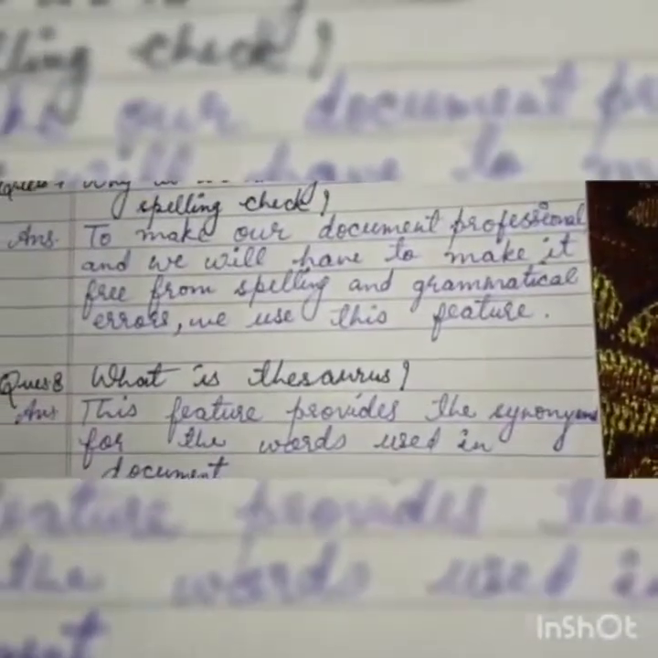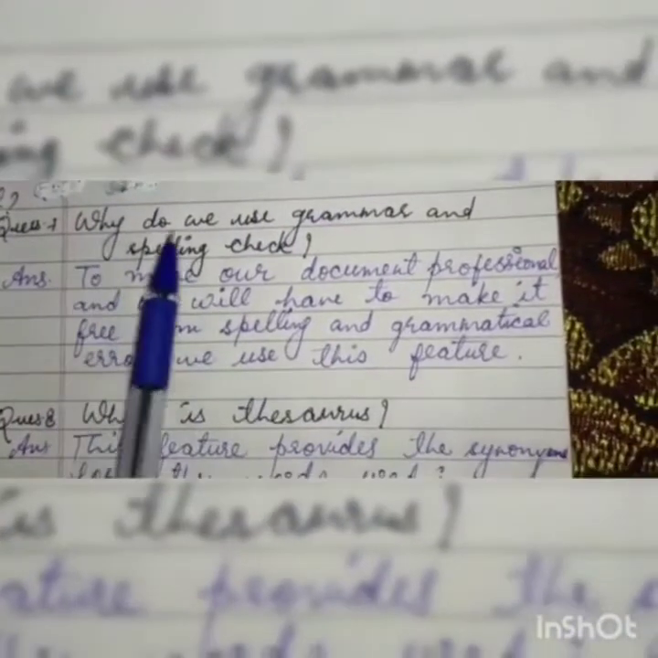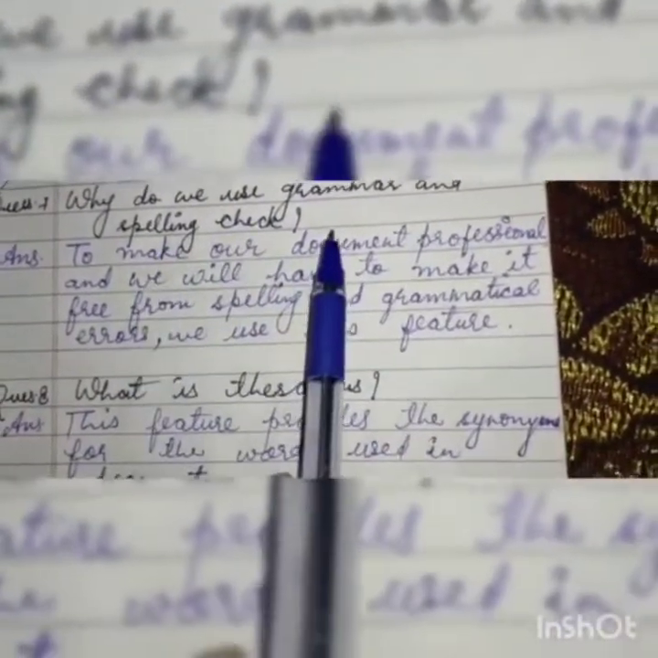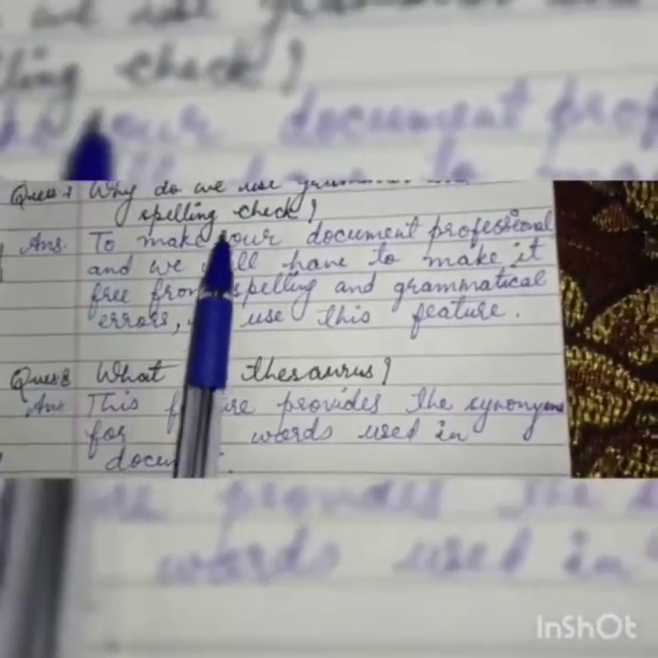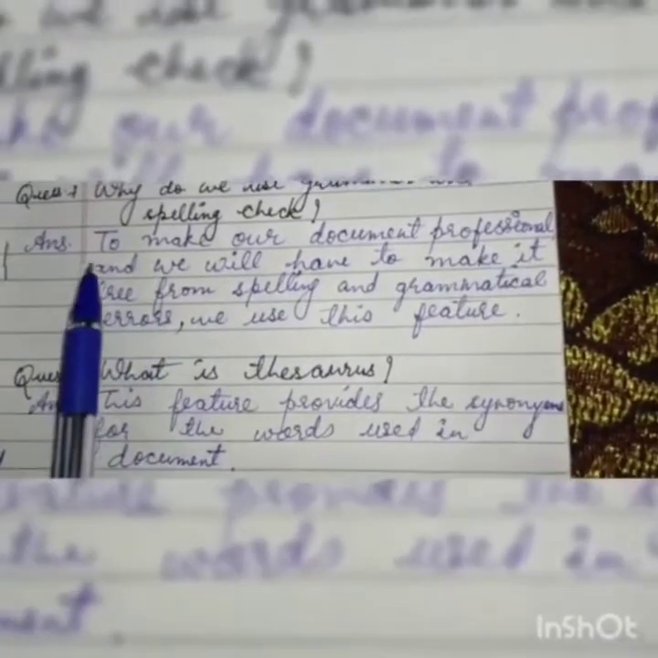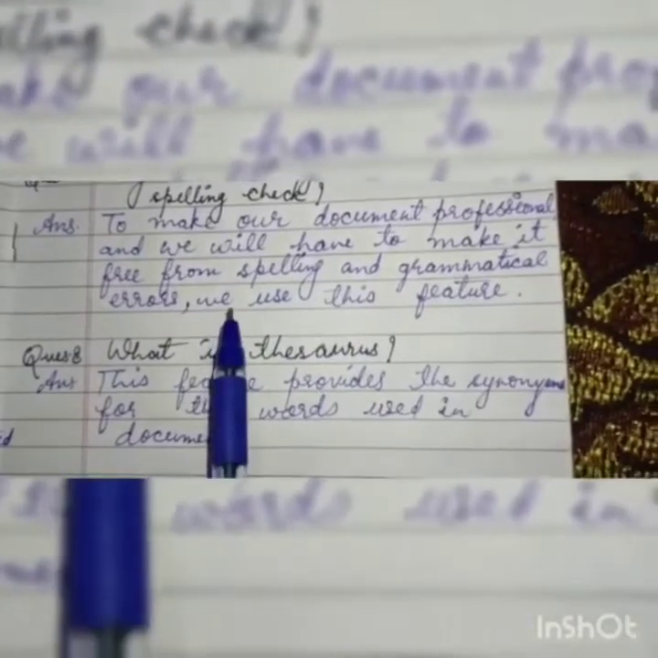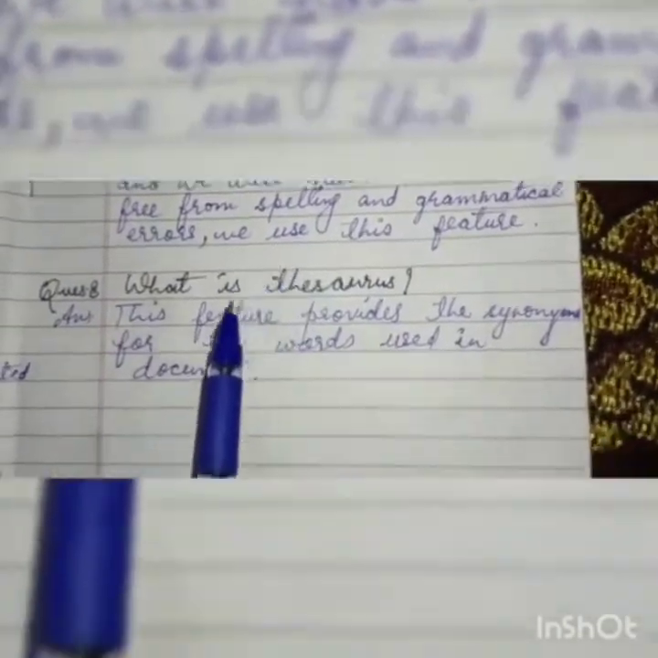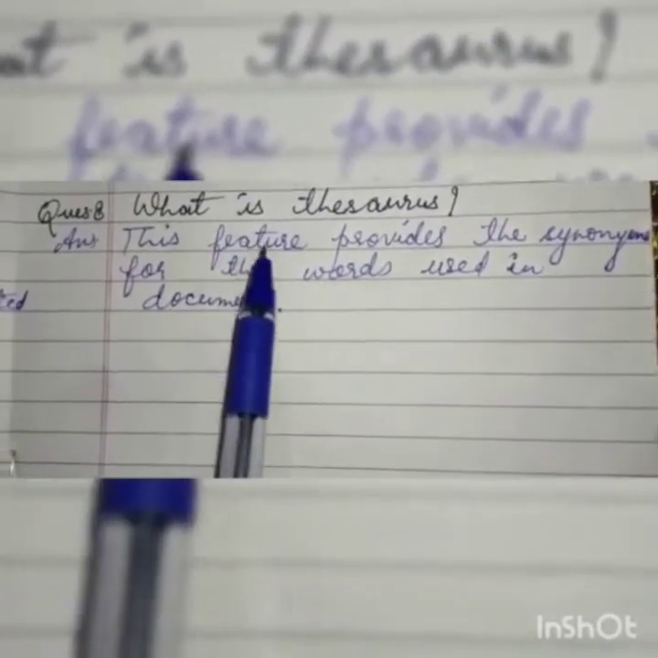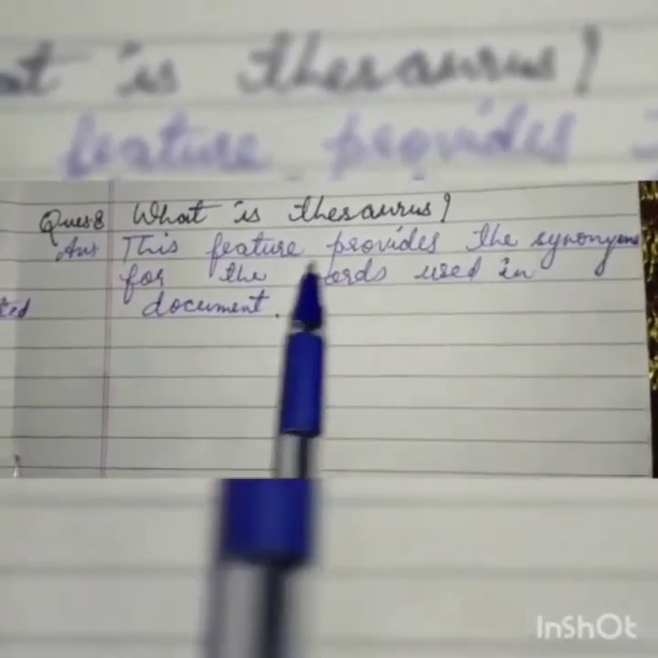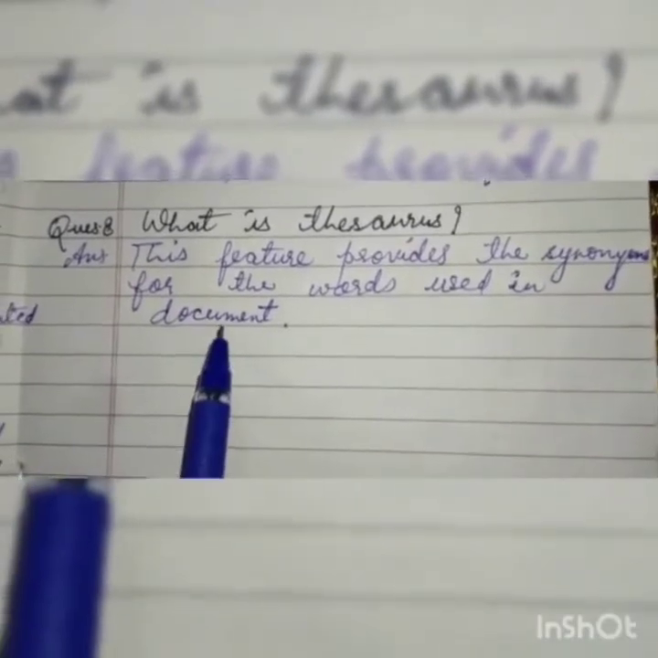Question number 7 is, why do we use grammar and spelling check? We use it to make our document professional, and we have to make it free from spelling and grammatical errors. That's why we use this feature. Last question is, what is thesaurus? This feature provides the synonyms for the words used in the document.